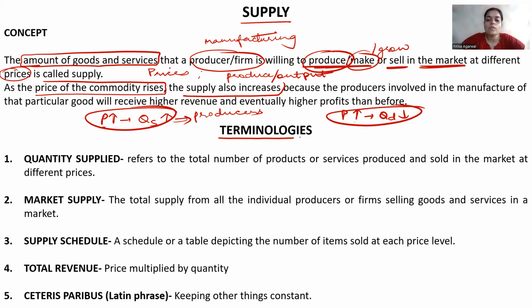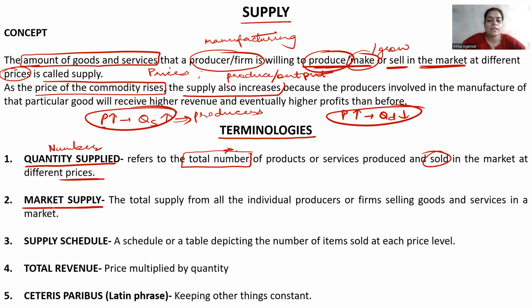Now coming on to the terminologies that are used during the supply concept. First one is the quantity supplied. Again, this shows the number of goods or services or products that are supplied or sold in the market at different prices. This is called quantity supplied. So you just need to understand this is the total number.